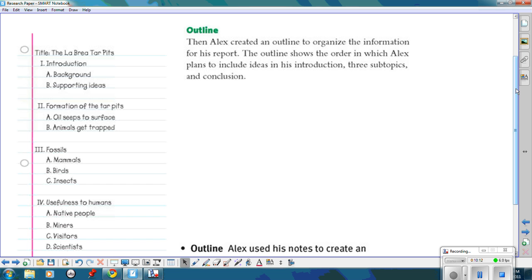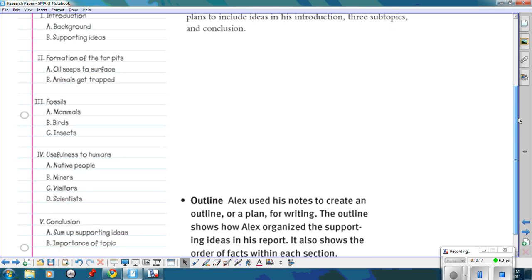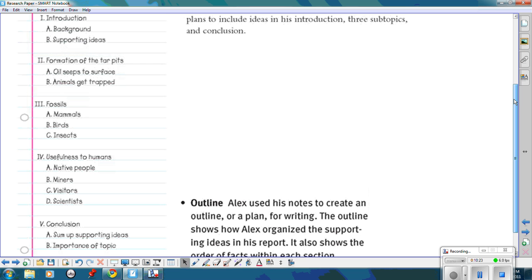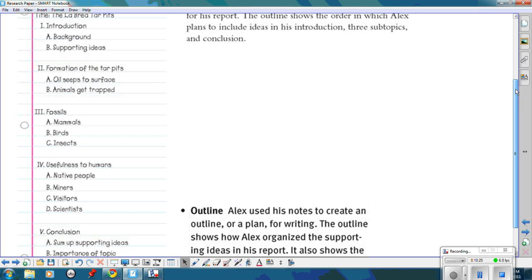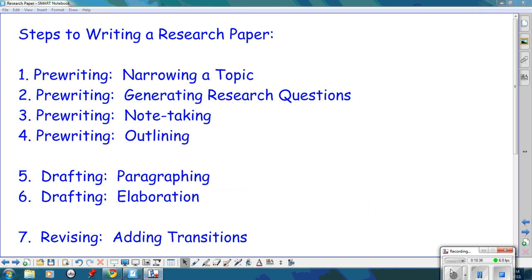Then the writing comes at the very end. But the information, and then the conclusion at the very end, I'm sorry, summing up those supporting ideas and why this topic is important, why Alex chose this topic. So once the outline is written, then Alex needed to create sentences based on those notes. So this concludes this introduction.